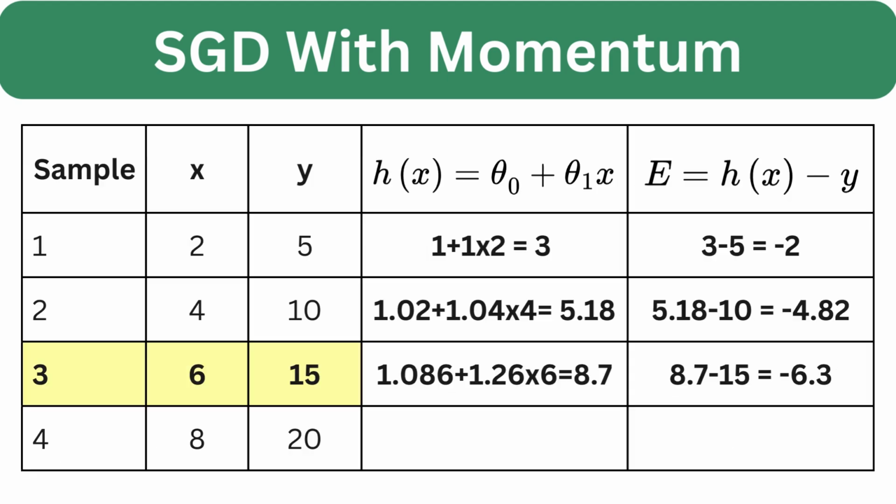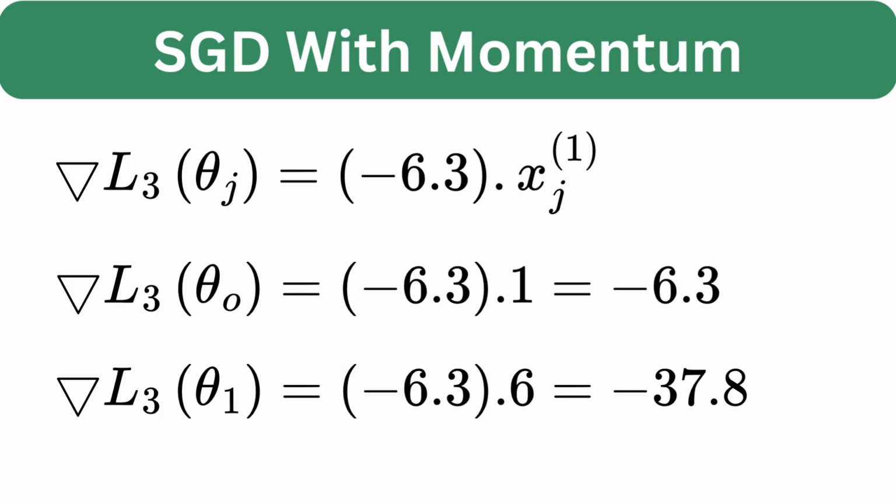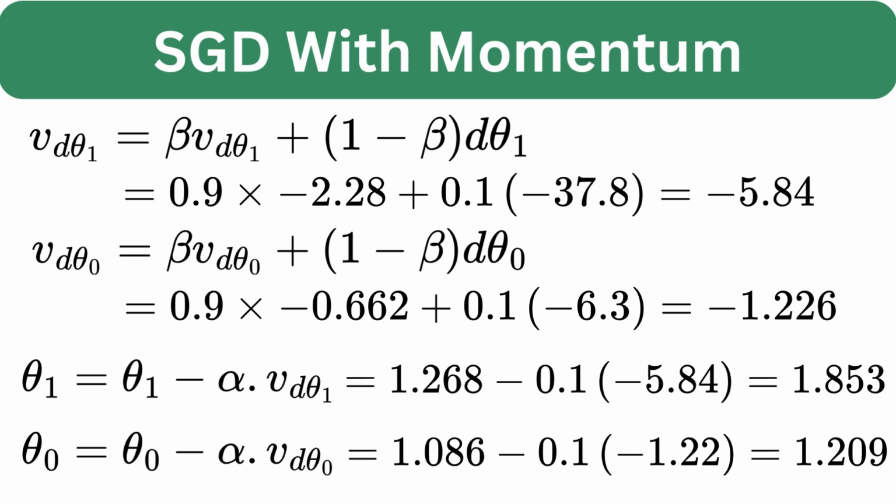Based on the new weights, now we calculate h of x. After calculating h of x, we will compute the error, which comes out to be negative 6.3. Similarly, we repeat the process and compute the gradient of the loss function with respect to theta 0 and theta 1. We call it L3. Then we compute the new velocities. Old velocity for theta 1 was negative 2.28 and for theta 0 was negative 0.662. Based on these values, we will compute the new velocities and then compute the new weights. Now theta 1 becomes 1.85 and theta 0 becomes 1.209.